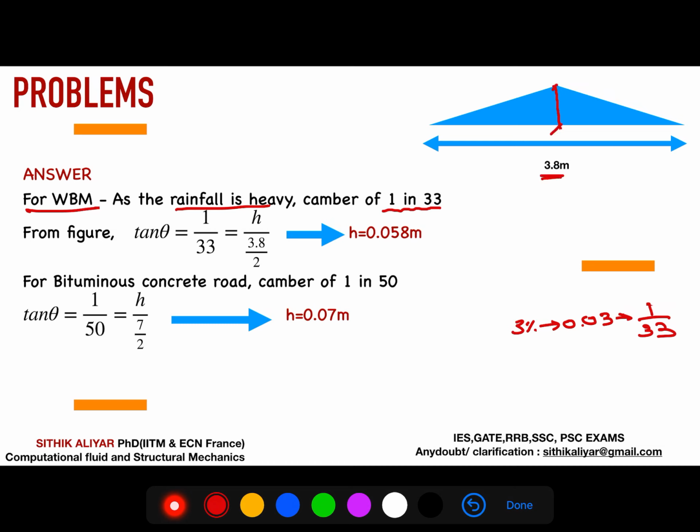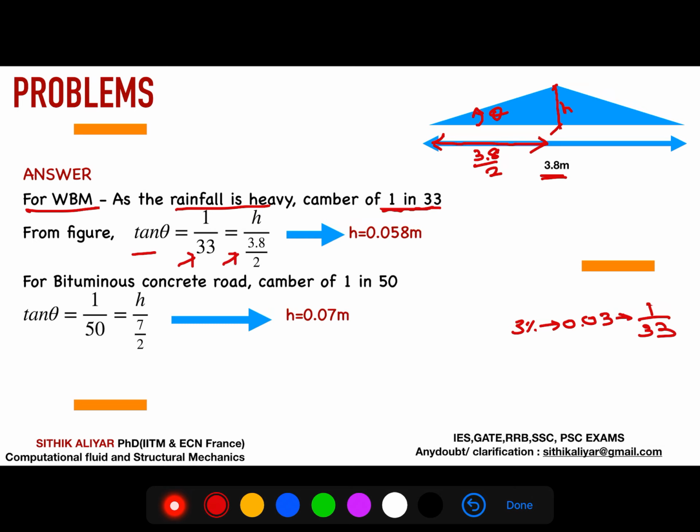You take this height they are asking. If total length is 3.8 meter, this length will be 3.8 divided by 2. So this is the height, and this is theta. We know tan theta is opposite by adjacent, and as per our case it should be 1 in 33, and that tan theta and h by 3.8 by 2 should be the same, right?